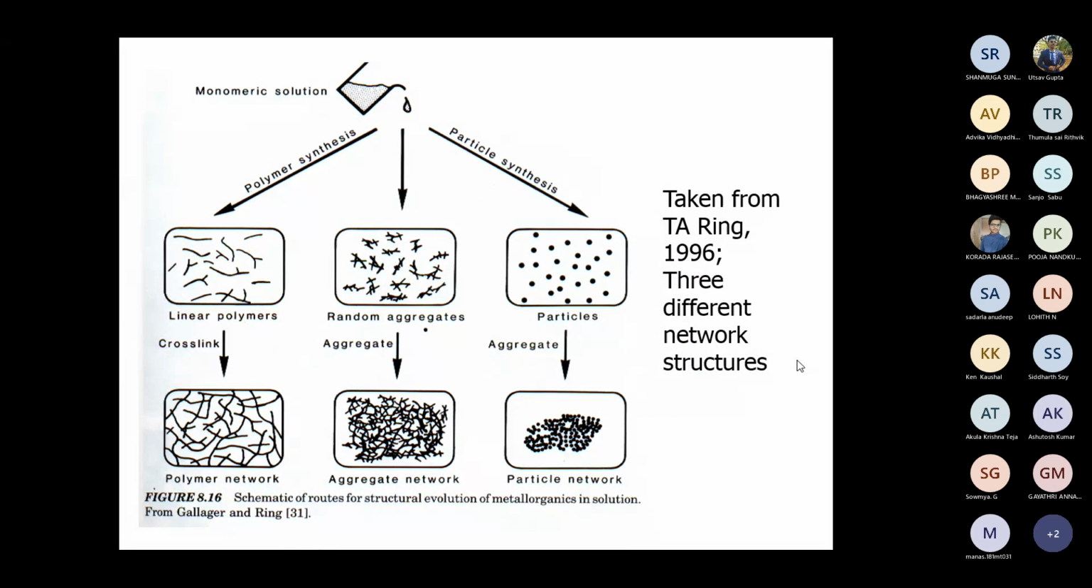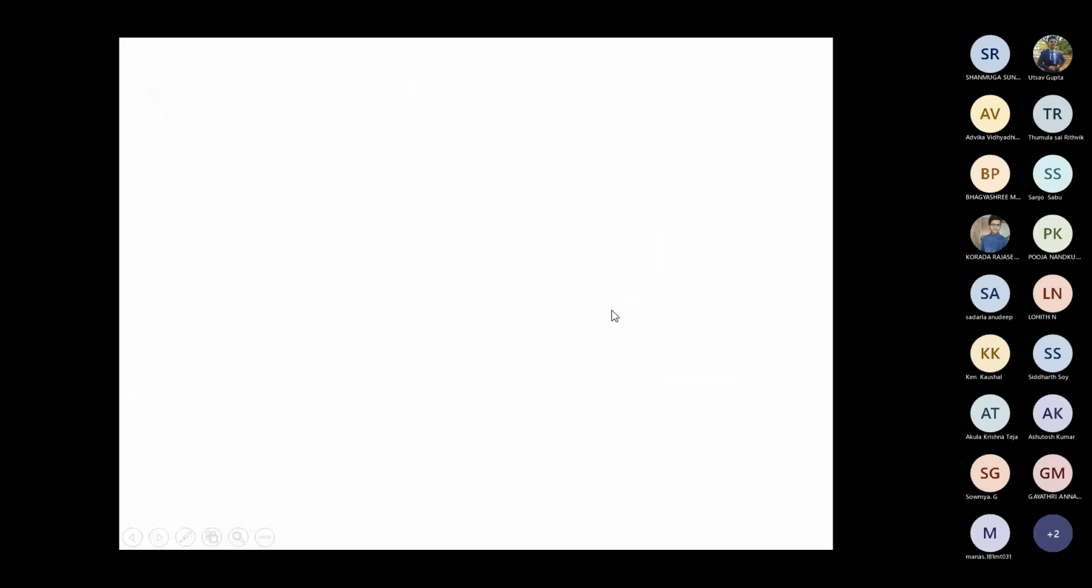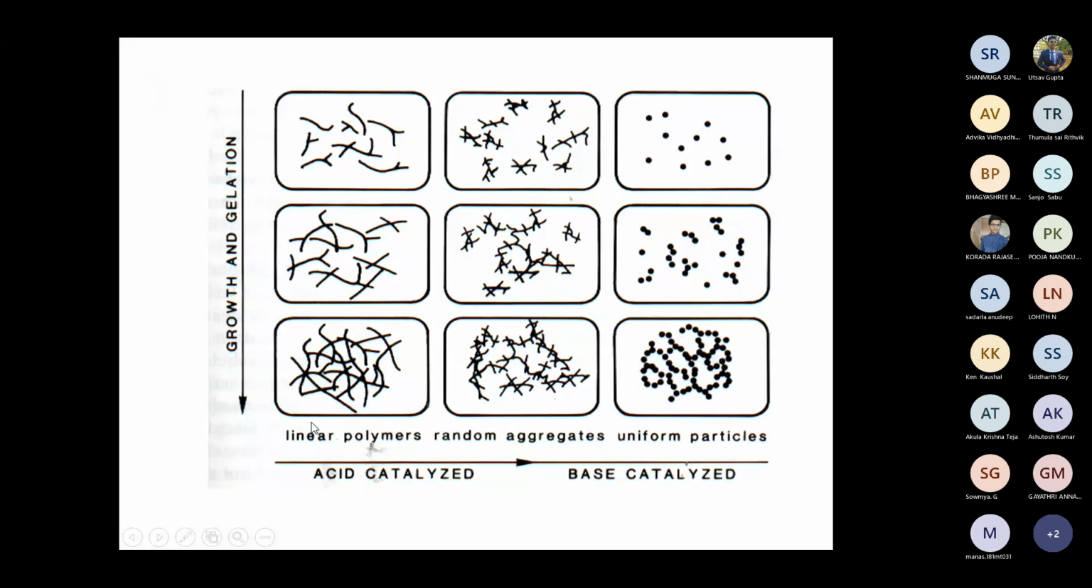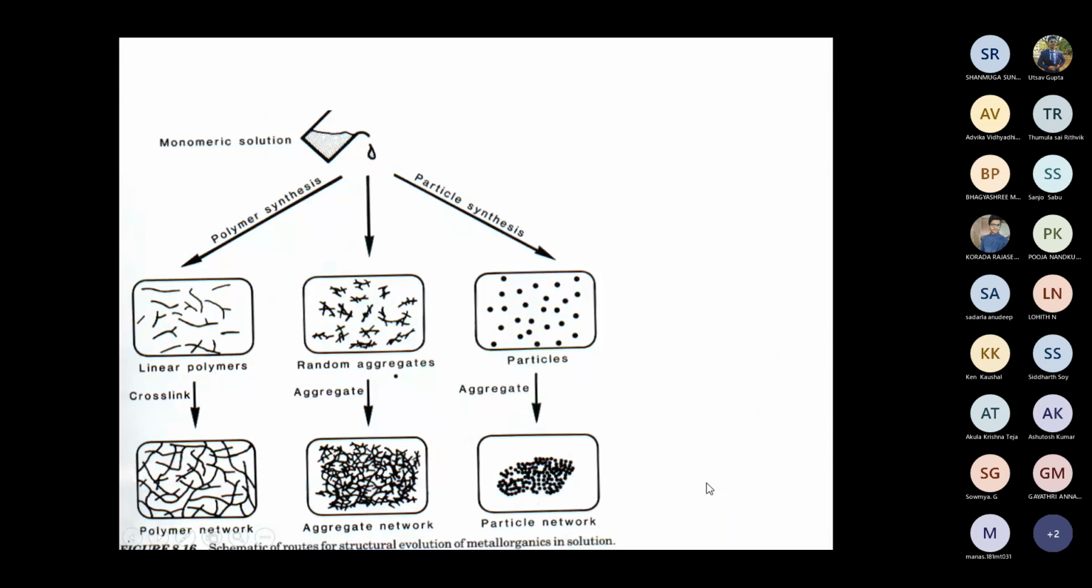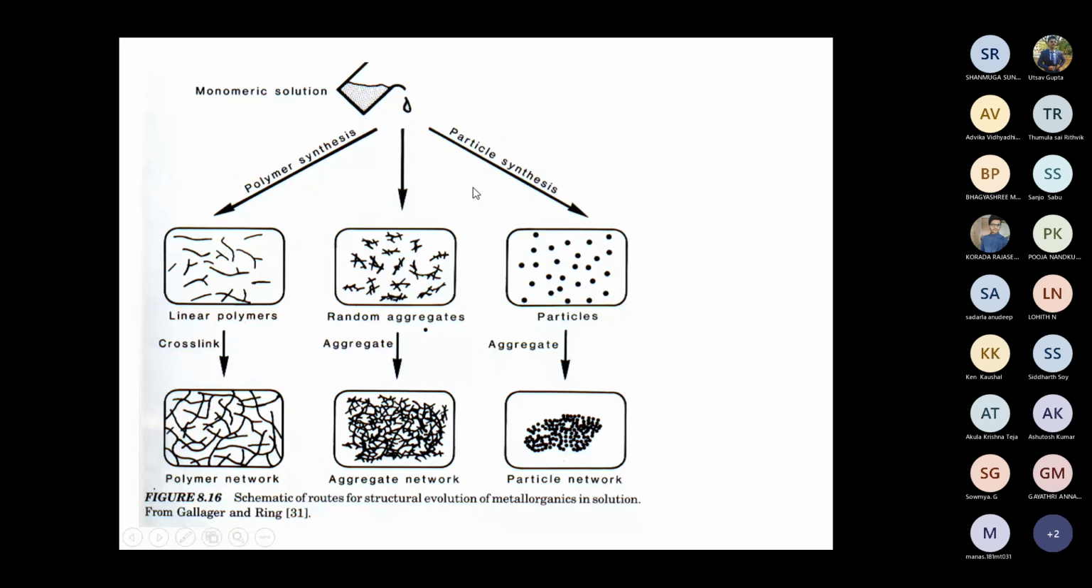So polymer synthesis and particle synthesis, if you want. In polymer synthesis, in the previous slide you already saw that we need to use acid catalyzed, and for particle synthesis, base catalyzed can be used. That is the same thing. So this is polymer synthesis, and this is particle synthesis, so you will get that particle.